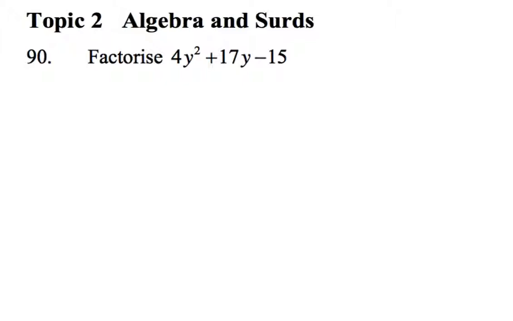Alright, now this is quite a bit different. This front number here means we have to change methods a little bit, or add a couple of extra bits to our methods. Our product of the two numbers that we're looking for will be not just minus 15 like it normally is. We'll have to multiply those two together to get our product. So our product of the two numbers we're looking for in the brackets is going to be 4 lots of minus 15, which is minus 60.